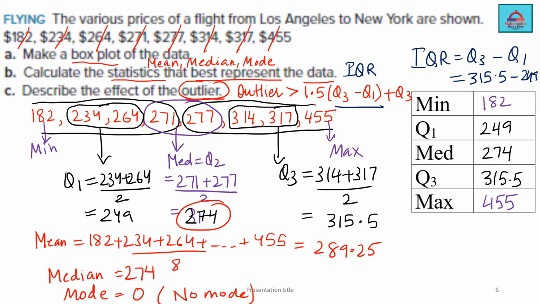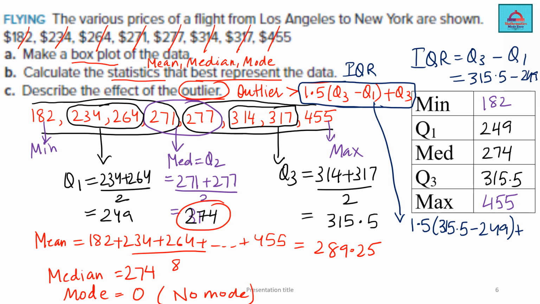Now let's calculate this value so that we can see what is the outlier. So I'm going to do it here. So 1.5 times Q3 minus Q1 plus Q3. So I'm going to add 315.5. So this whole value is going to come out to be 415.25.